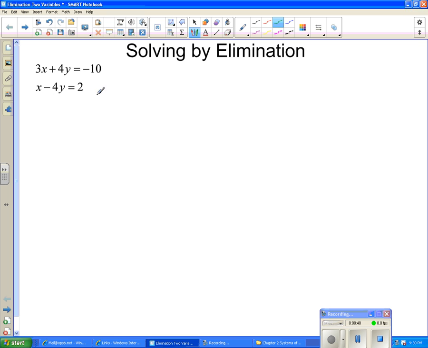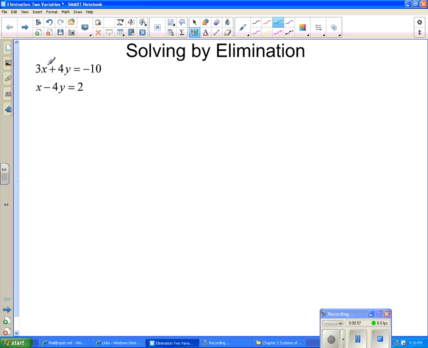When you're using the elimination method, the first thing you want to make sure is that each equation is in standard form. You want to line up your x's and your y's because you're going to add the two systems together. I've done this already. Both are in standard form. Then you look at your system to see if you already have opposites in place.